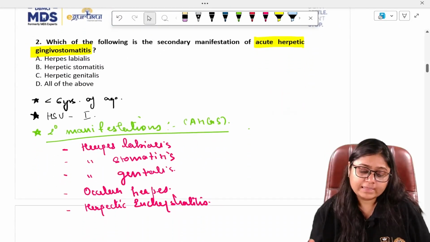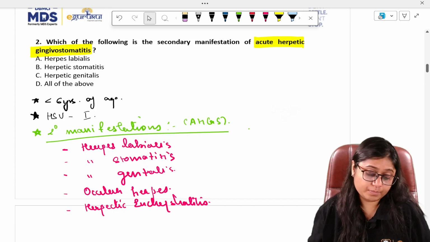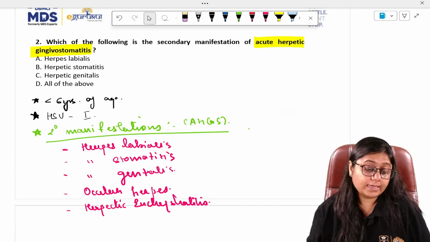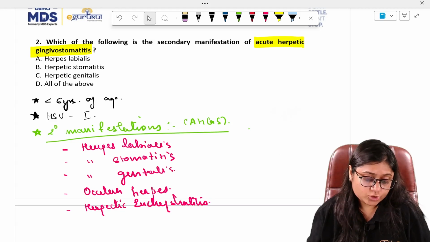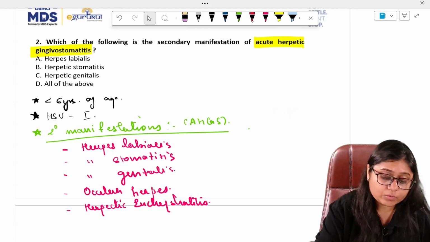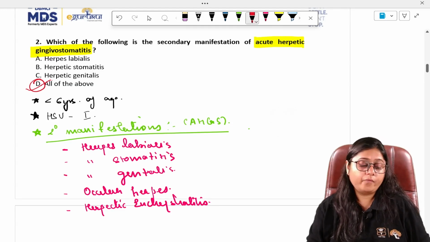Which amongst the following is the secondary manifestation of acute herpetic gingivostomatitis? Option A is herpes labialis. Yes, it is. Second is herpetic stomatitis. Yes, it is. Third is herpes genitalis. Yes, it is. So, the answer to this question is option number C, which is all of the above.